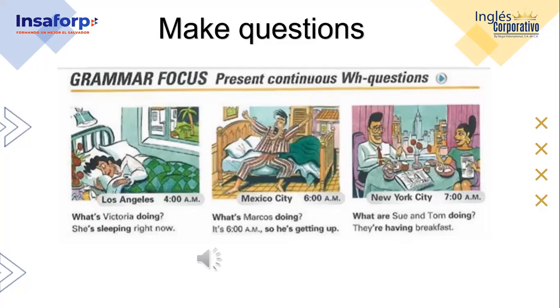Excellent job. Thank you. Two volunteers to practice in this part. I have Deniare Lee and Delmi Alexandra, thank you so much. So Delmi Areli, can you ask the question? And Delmi Alexandra, can you please read the answers? What's Victoria doing? She's sleeping right now. What's Marcos doing? It's 6 o'clock a.m. So he's getting up. What are Sue and Tom doing? They're having breakfast.